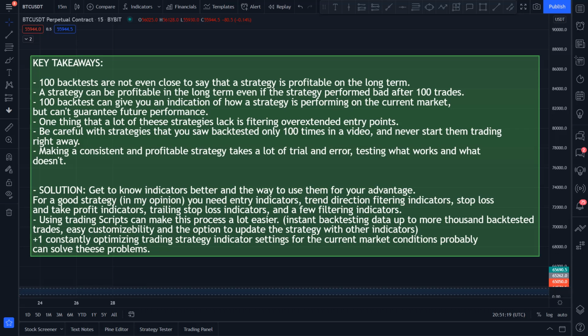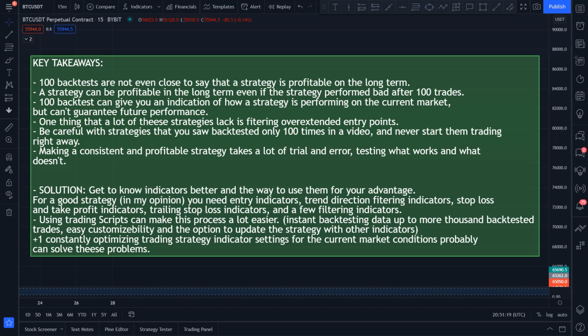So what is the solution? First, get to know the indicators better and the way to use them to your advantage. As you might know, there are a lot of types of indicators and we use them for different reasons. There are the entry indicators, there are the trend filter indicators, there are the stop loss take profit indicators, and there are some filtering indicators.